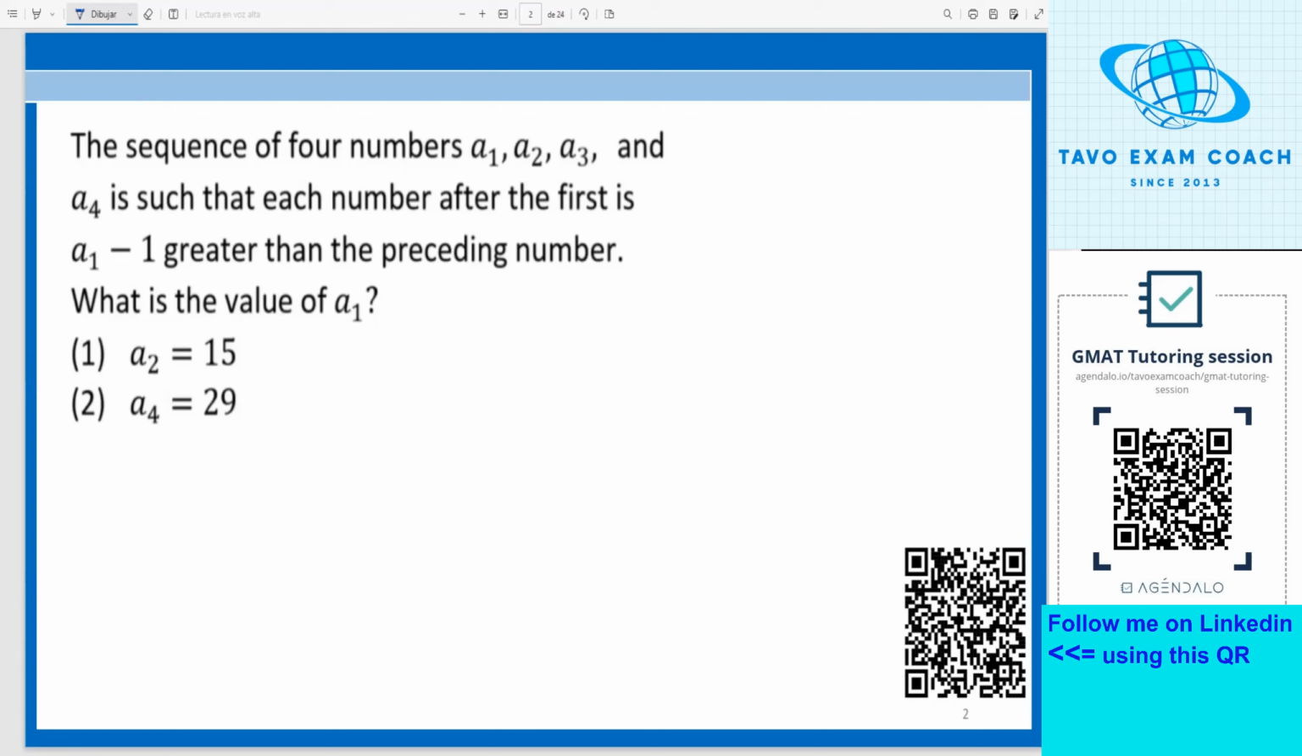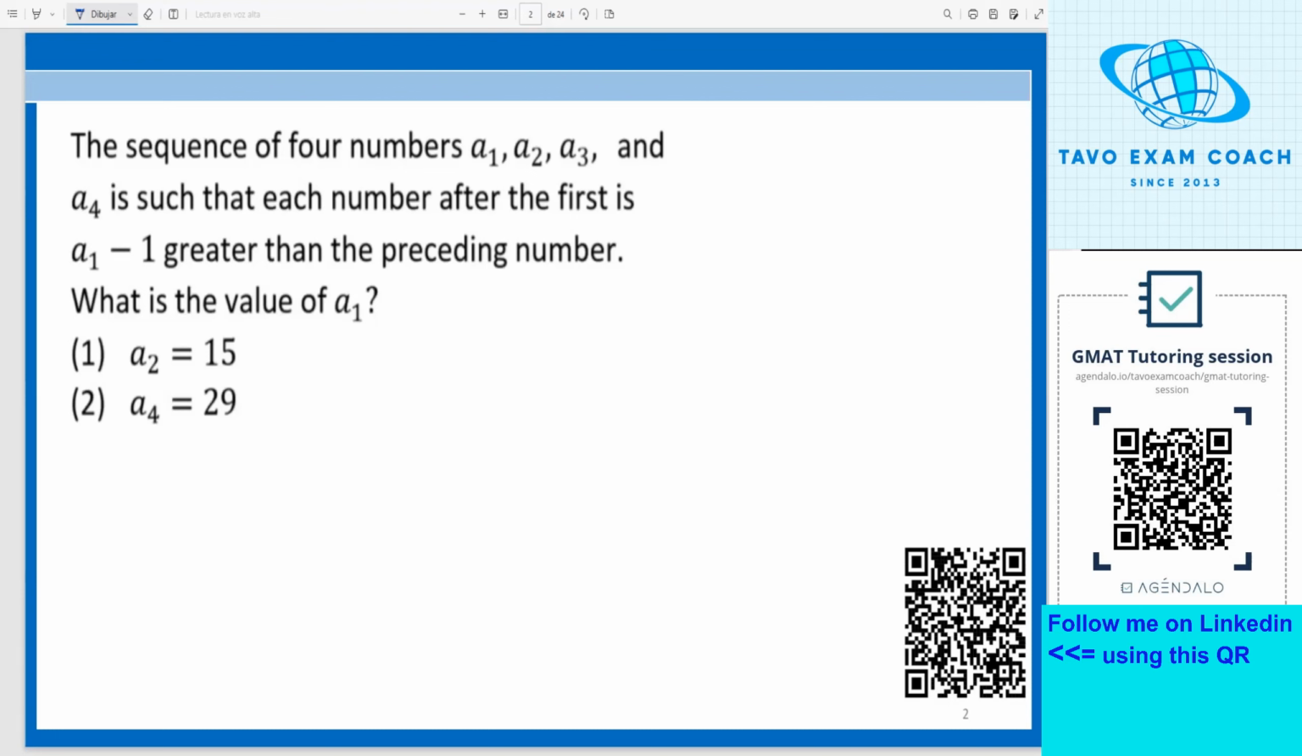The sequence of four numbers, A1, A2, A3, and A4, is such that each number after the first is A1 minus 1 greater than the preceding number. What is the value of A1?